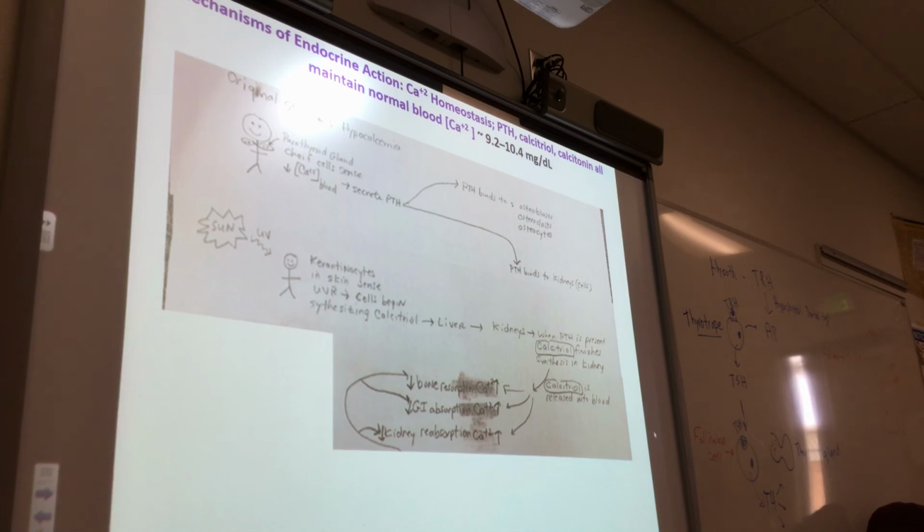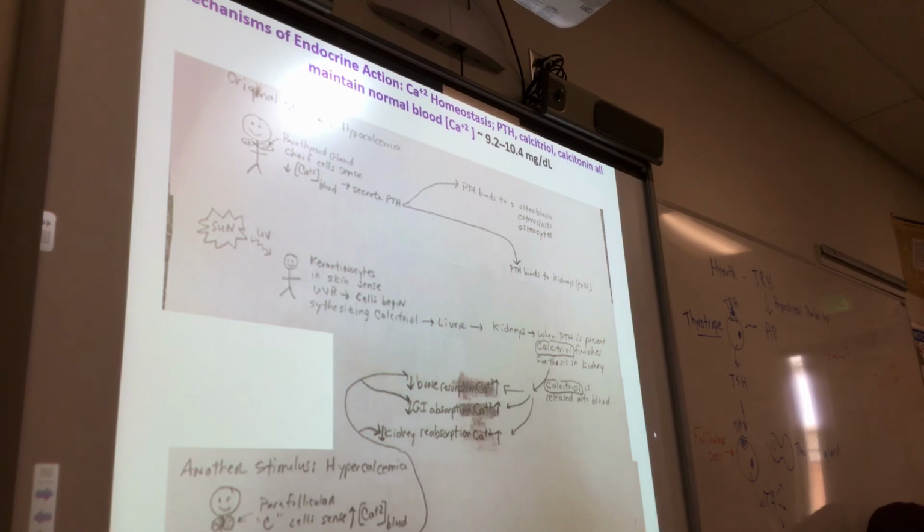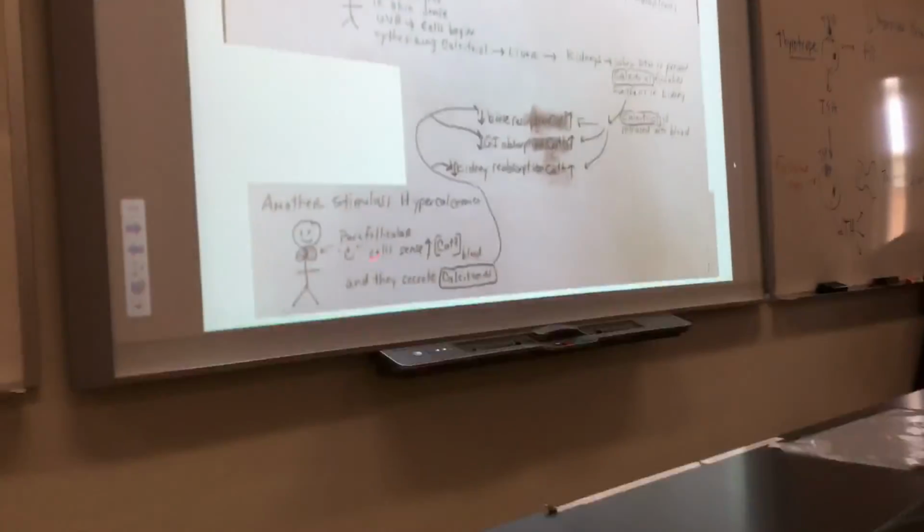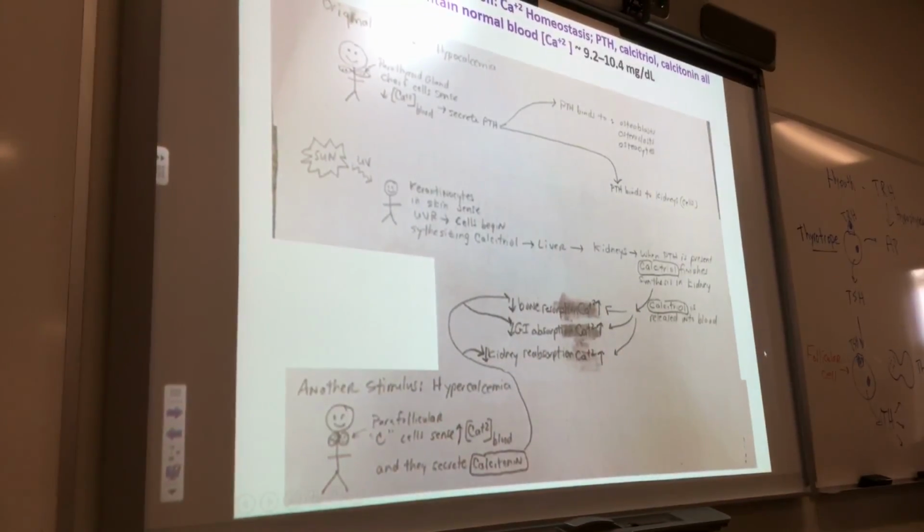So you can have low blood calcium. You can also have high blood calcium. What's that called? Hypercalcemia. And there's a mechanism for that too. So for hypercalcemia, you have your parafollicular C cells. Where do they live?